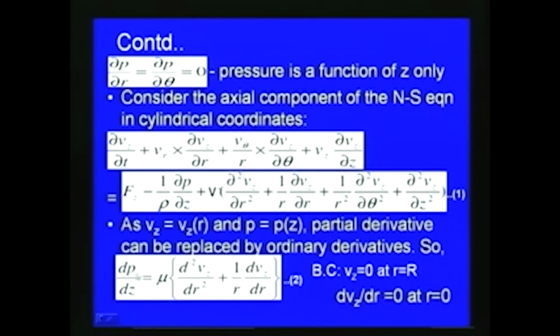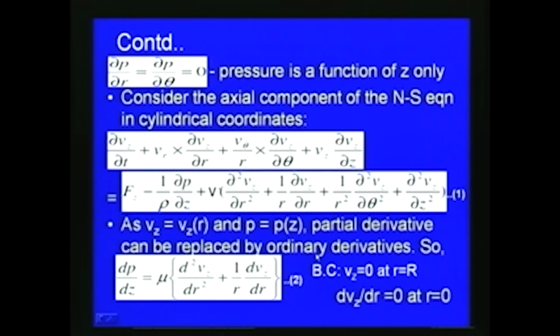We can write dp/dz is equal to mu into (∂²Vz/∂r² plus 1/r into dVz/dr). So, the final equation becomes dp/dz is equal to mu into (d²Vz/dr² plus 1/r dVz/dr).